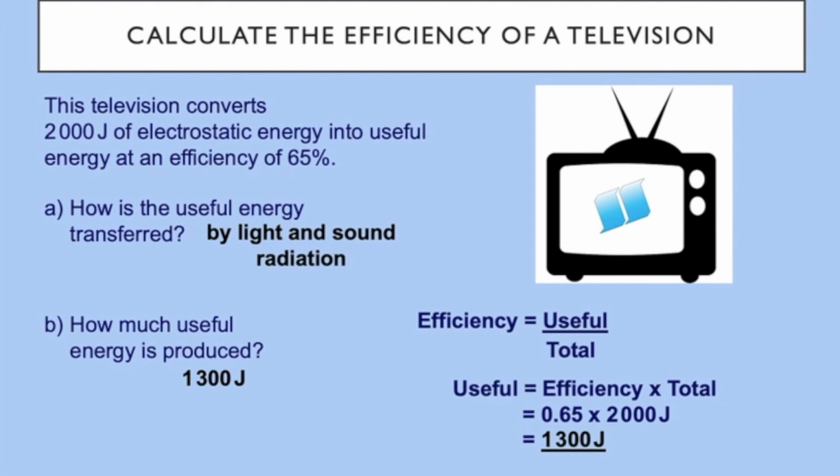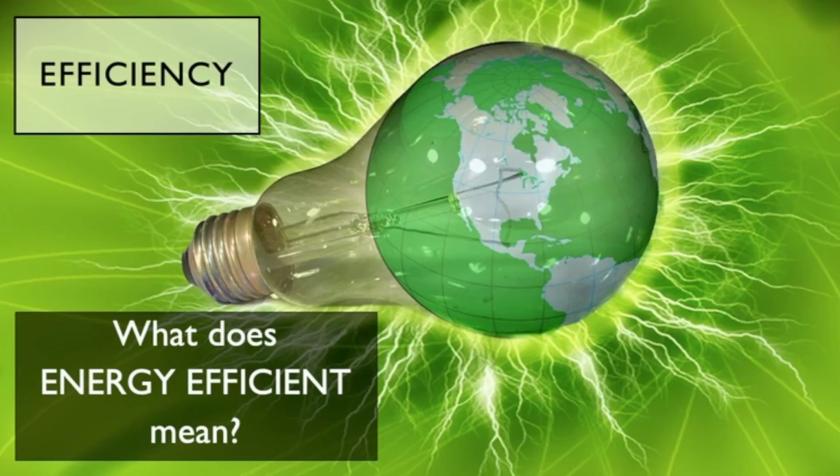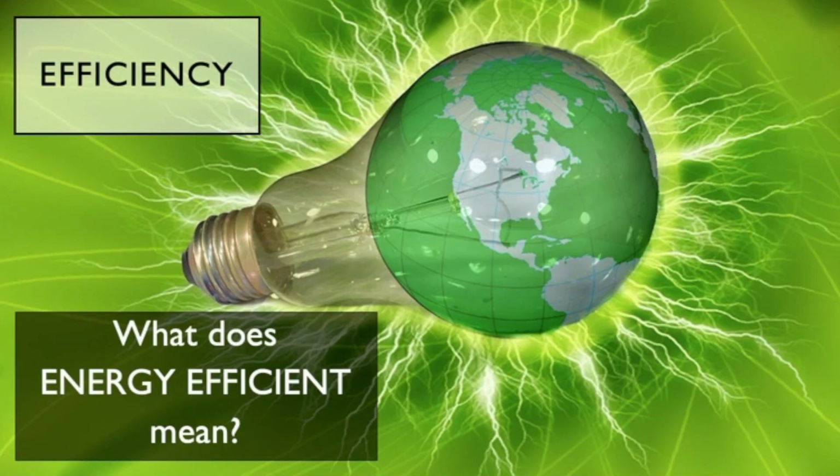That's pretty much the end of this little video. These are the things you should be able to do. You should be able to describe what efficiency means in terms of input energy, useful energy and wasted energy, and you should be able to use the equation to calculate efficiency. We started at the beginning by asking, what is energy efficient? What does that mean? An energy efficient device will transfer the majority of its energy usefully and as little as possible of the input energy will be wasted.